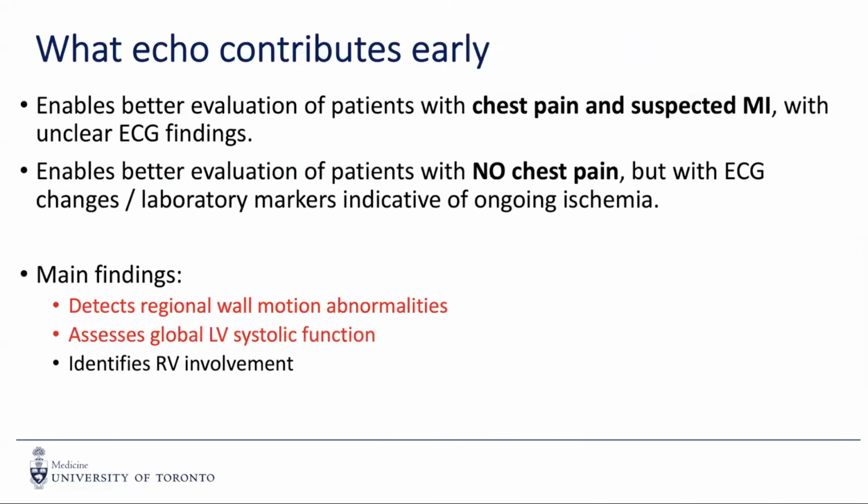And when talking early on with an echo, especially for patients that are just presenting in ED, echoes are particularly helpful in patients that are presenting with chest pain and suspected MI, especially if they have unclear ECG changes. On the other hand, they're also helpful for patients presenting with no chest pain, but with ECG changes or enzymes that are indicative of ischemia. Because with an echo, you can often get that last piece that's helpful to identify whether or not there's ongoing ischemia, and that's usually with regional wall motion abnormalities. An echo can also help define whether or not the LV systolic function is normal or reduced, and it can also tell you a lot of information about the RV involvement as well.